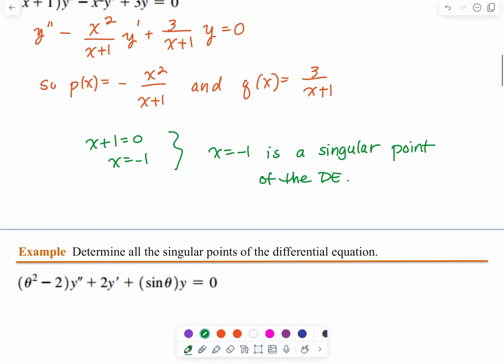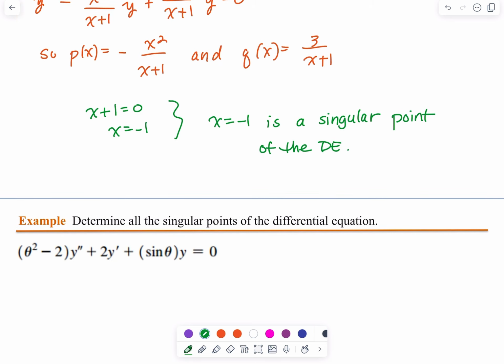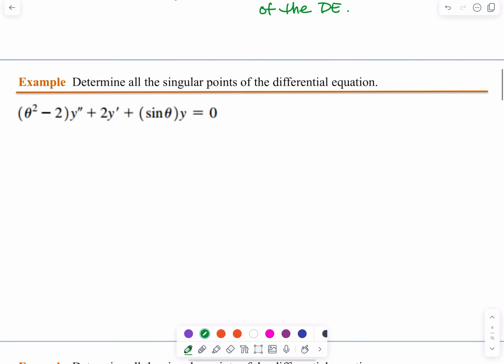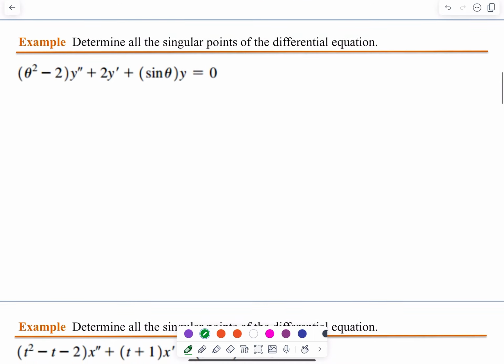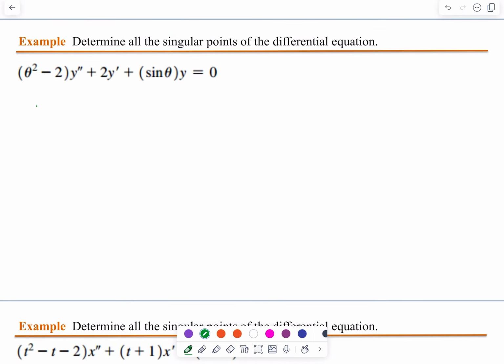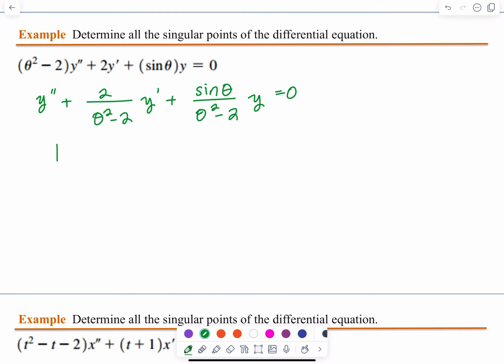Okay, let's take a look at our next example. We have theta squared minus 2. We will divide every term by that factor. So we'll have y double prime plus 2 divided by theta squared minus 2, y prime, plus the sine of theta divided by theta squared minus 2 multiplied by y is equal to 0. So our coefficients: p of x equal to 2 divided by theta squared minus 2, and q of x equal to the sine of theta divided by theta squared minus 2.